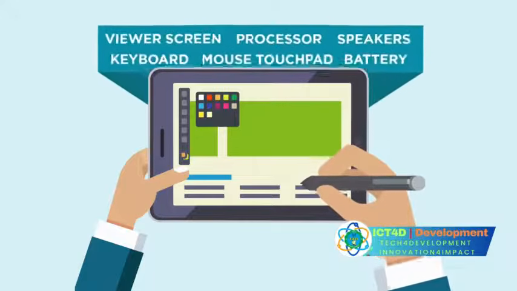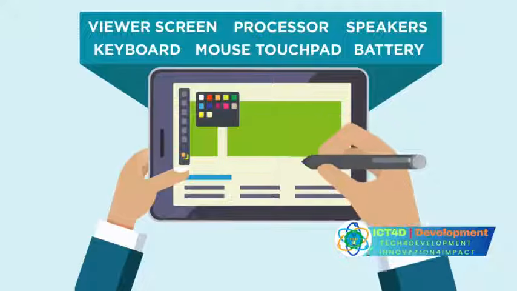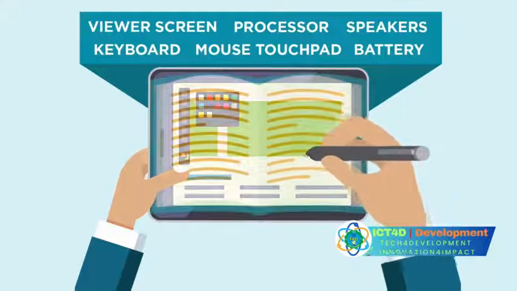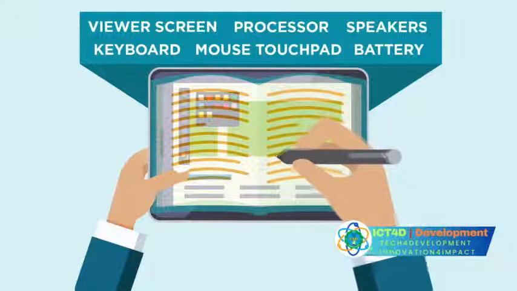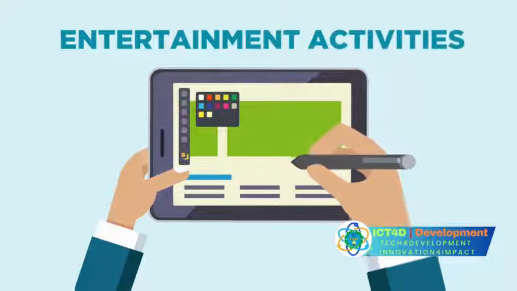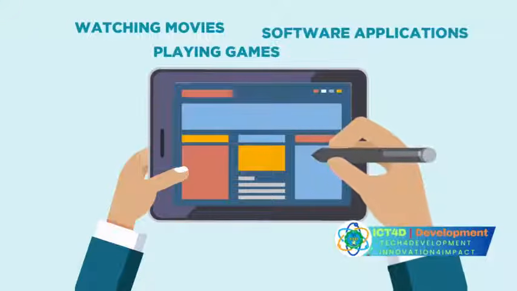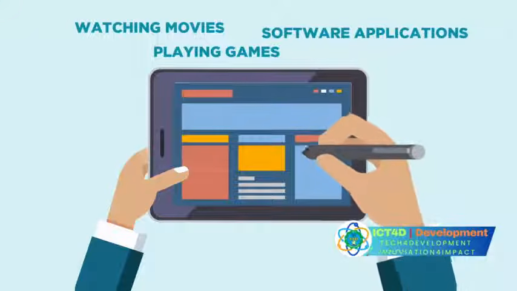The computer parts that make up the tablet are contained in a single device that is smaller than most laptops, typically the size of a book. Because of their small portable size, tablets are often used for entertainment activities, like watching movies or playing games. You can install software applications on tablets that allow you to perform various tasks.